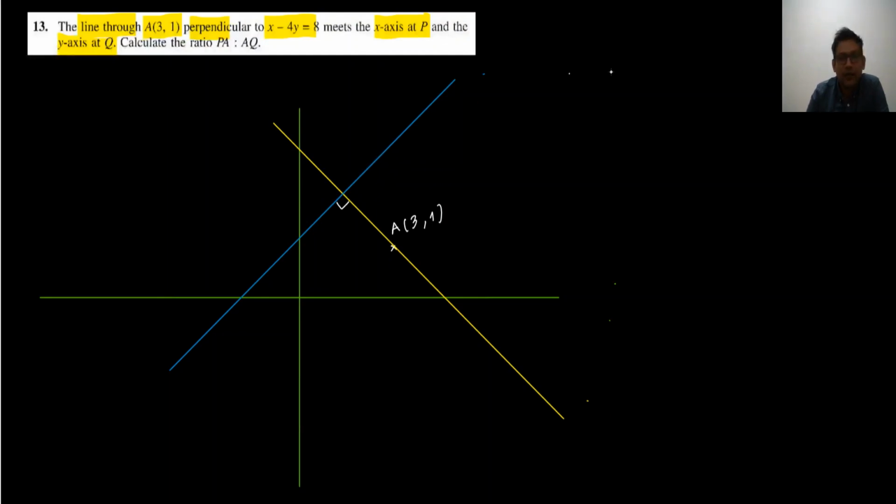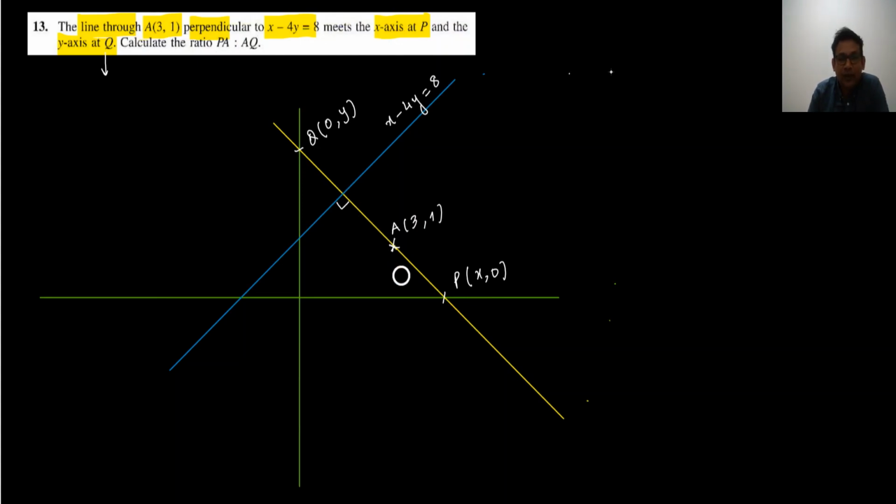And this line's equation is x minus 4y equals 8. The line which is passing through 3, 1 is perpendicular to this line and meets the x-axis at point P and the y-axis at point Q. On the x-axis we have coordinates x comma 0, and Q's coordinates will be 0 comma y. And what they ask is to find the ratio between PA and AQ.